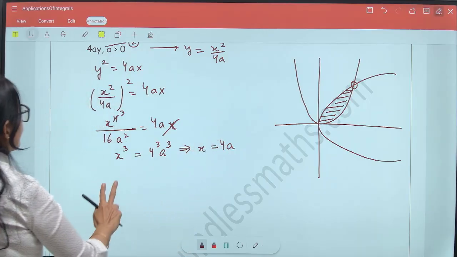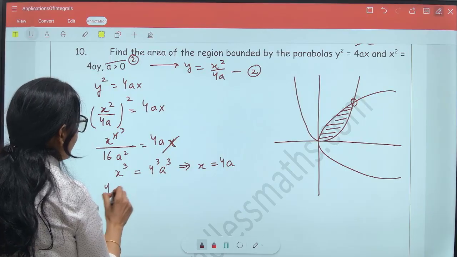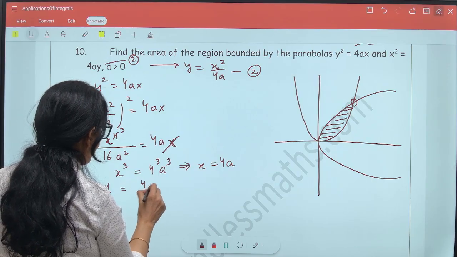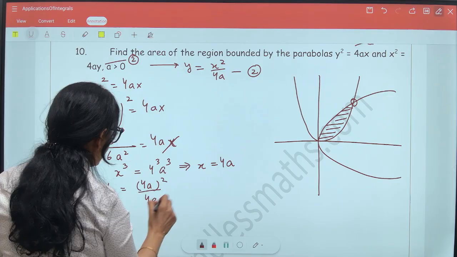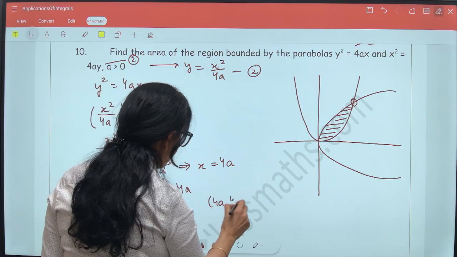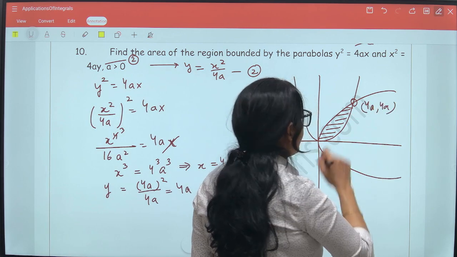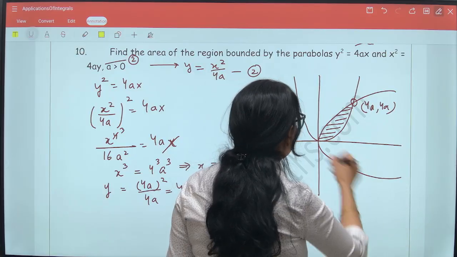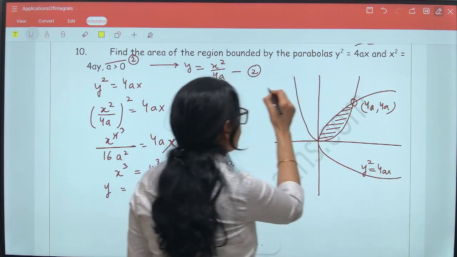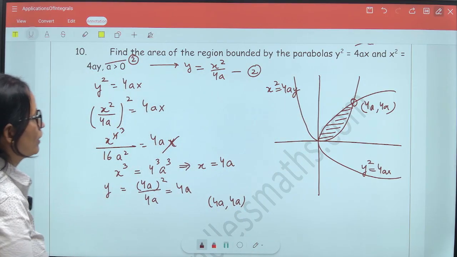Now if you put this value of x as 4a into this equation, we get y equals x square divided by 4a. So it is 4a whole square upon 4a, that makes it 4a. That means the point of intersection is 4a comma 4a. So I'll just write the point of intersection 4a comma 4a, and again don't forget to write the equations of both the parabolas also. So it is y square equals 4ax and this is x square equals 4ay. Point of intersection is 4a and 4a.